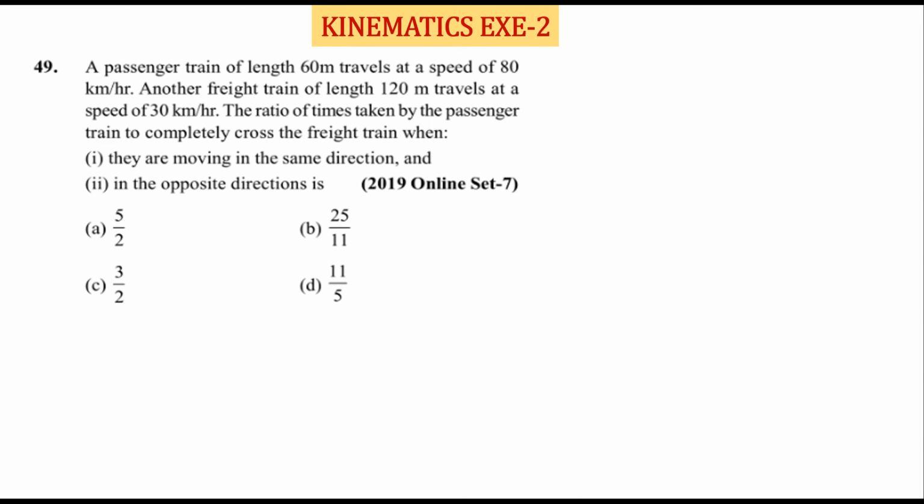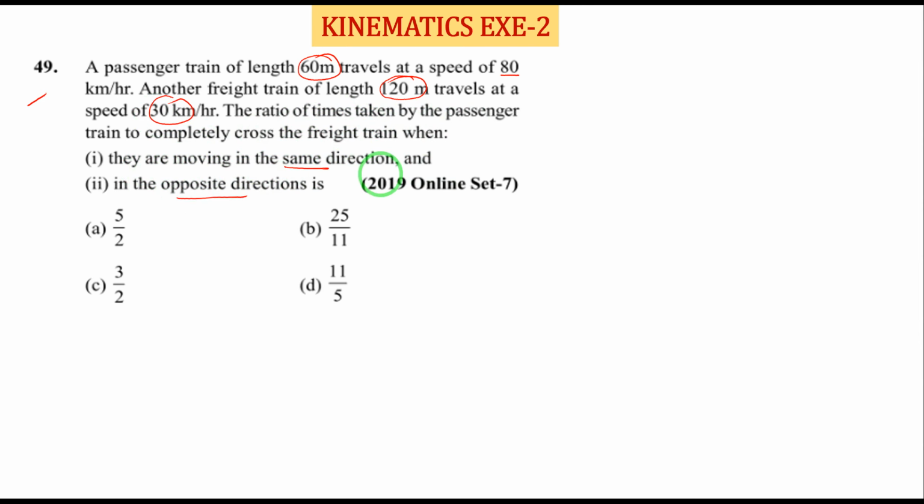In question number 49, a passenger train of length 60 meter travels at 80 km per hour and another train of length 120 meter travels at 30 km per hour. Find the time taken by the two trains to cross each other when they are moving in the same direction and in opposite direction.